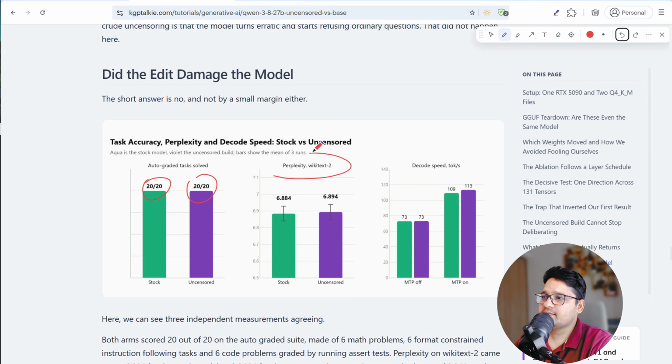Thereafter in perplexity, which is like how consistent the output is, I also saw that the stock and uncensored models were giving us proper results without any issue, and there was no issue in the speed as well. MTP off was giving us a speed of like 70 to 80 tokens per second, which is normal, which we have already seen many times. And when MTP was on, then for a particular set of problems, it was giving us an overall token speed of like 100 to 120 tokens per second.